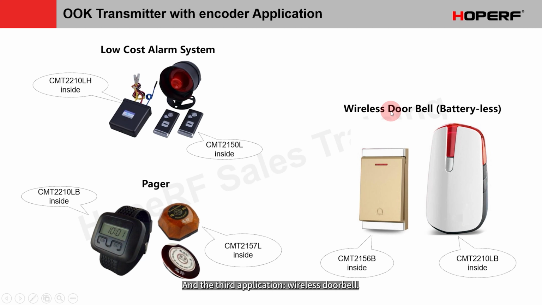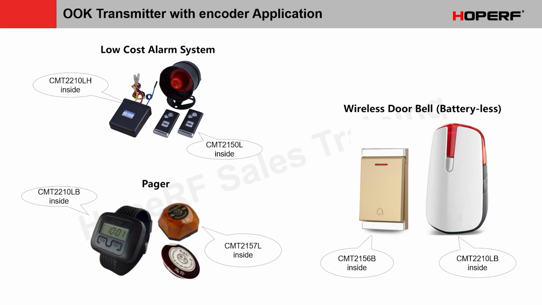And the third application, wireless doorbell. The transmitter of this wireless doorbell is a pressure-sensitive structure. It can be powered by kinetic energy. This structure eliminates the need for a battery. Power is generated by kinetic energy to enable chip transmission. So CMT2156A or CMT2156B can be used. The indoor receiver will use CMT2210LB or CMT2210LH.